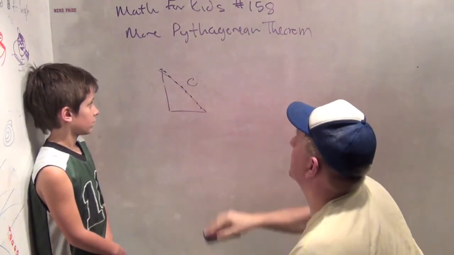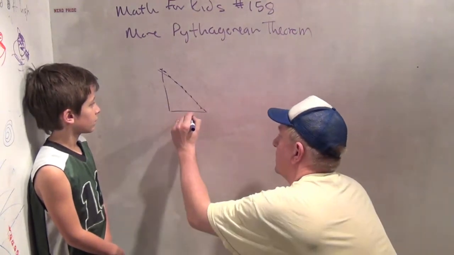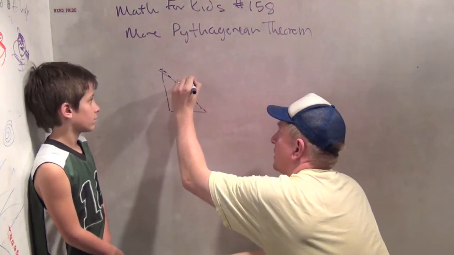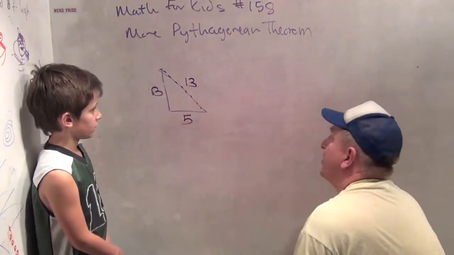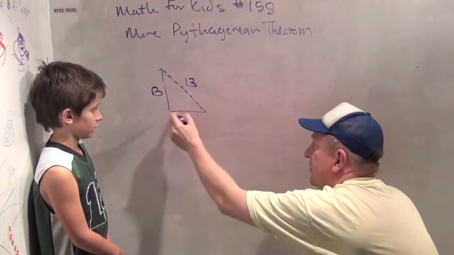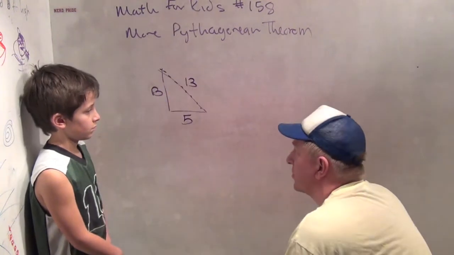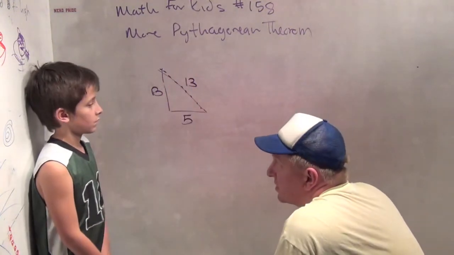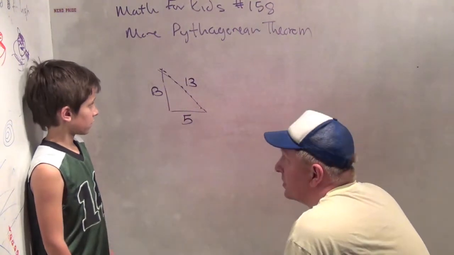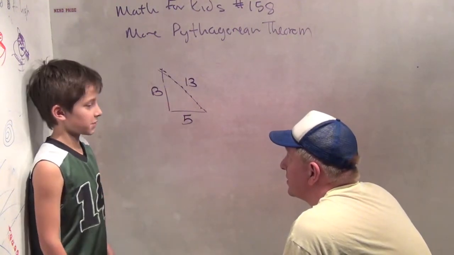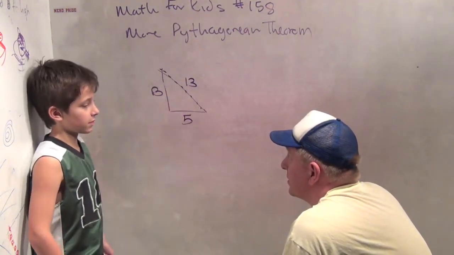Instead, we might know one side and the hypotenuse. So you're in a room and you say, well, it's 5 feet across and 13 feet from corner to corner. I want to figure out how tall the room is. Okay, what equation do you set up here? That's a b, by the way. A squared plus b squared.